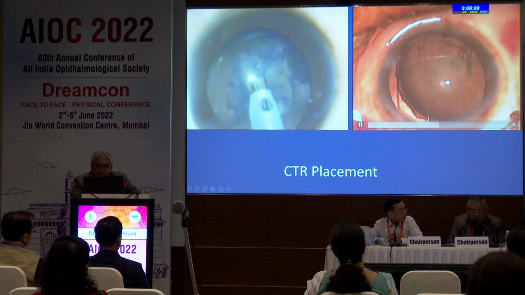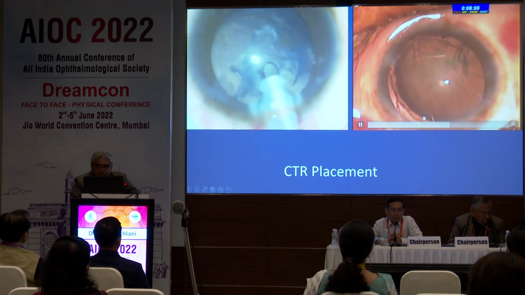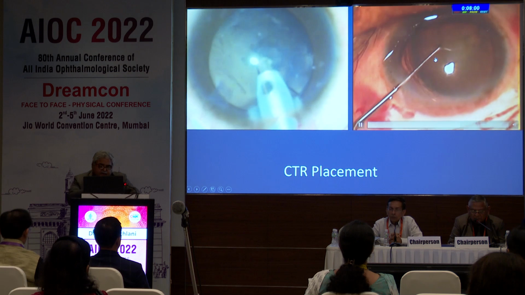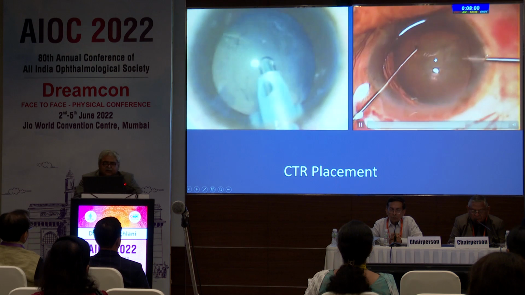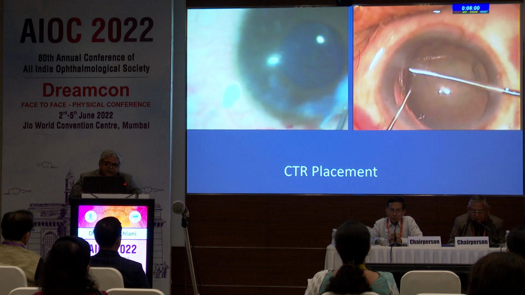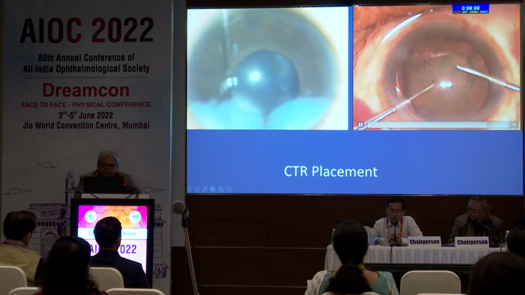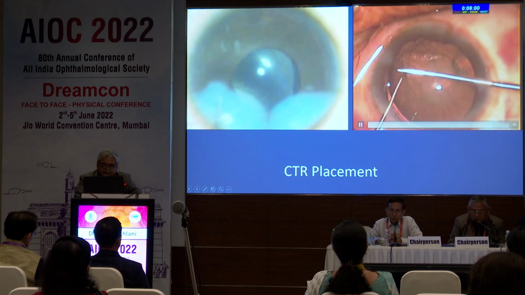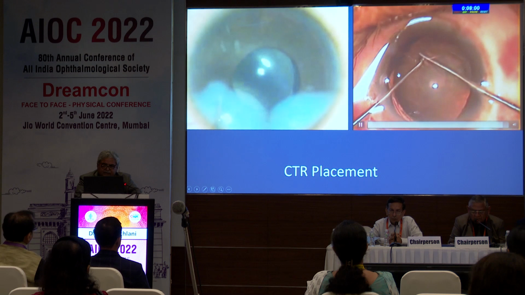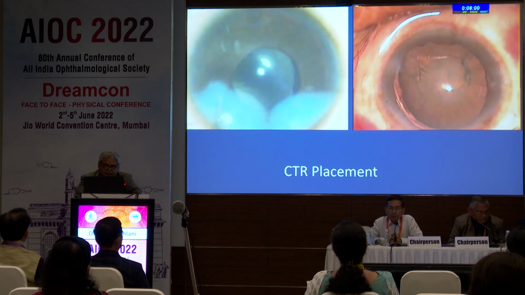But here, in this case, this deficit was more than 90 degrees. So with the hydrodissection, the CTR was implanted in the bag. The CTR goes smoothly and very easily in the periphery of the bag. Even you have seen in this case that the limb of the CTR is being seen here. It is very well placed and stretching the bag to its last extent. Later on, you can complete the case.